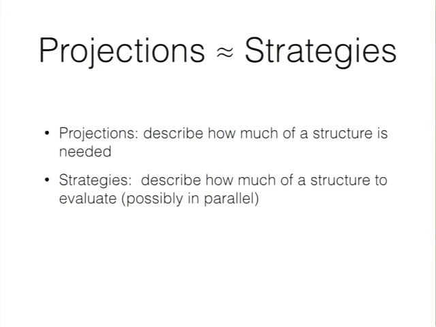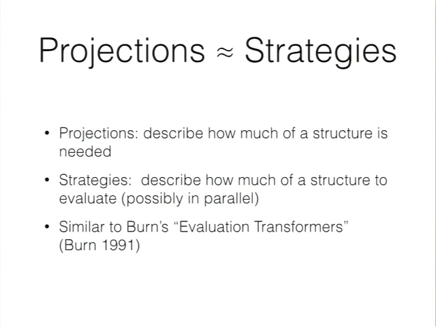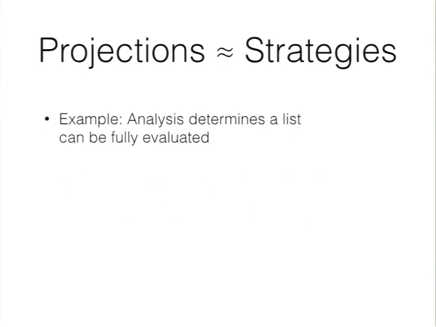So one of the contributions of our work is that we show that for any projection, we can derive a strategy automatically. That was also one of the limitations of the work in the 90s, that they had to hard-code these strategies into their compiler. This one says, for any projection, we can make a strategy. Okay? So it's similar in idea to Burns' evaluation transformers, but that was limited to the ones that the compiler writer had written in.